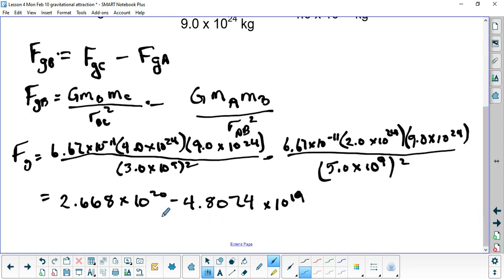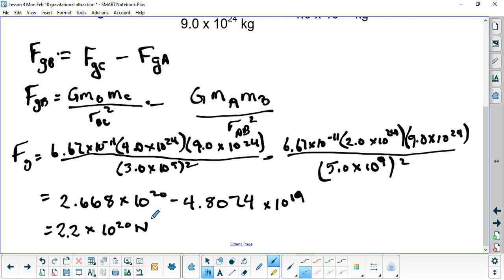So my final answer that I got was, I can only keep 2 digits, and that's because of these, right? These are all 2 digits, so I'm going to keep 2 sig figs. So 2.2 times 10 to the 20 newtons.